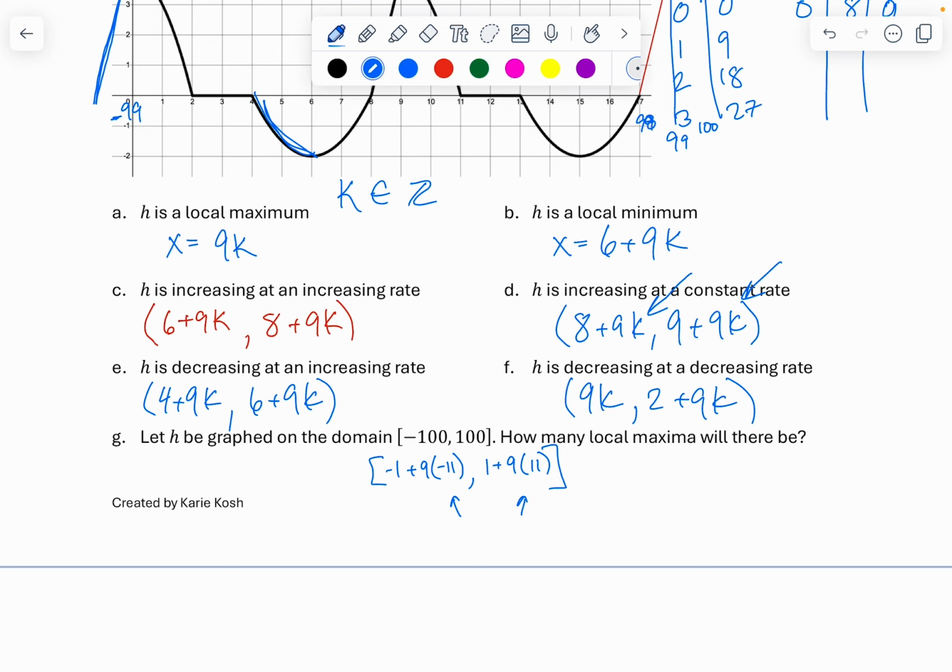But there's 1 maximum per period. So there's a total of 22 complete periods, which implies there are 22 maxima. Okay, I hope that made sense.